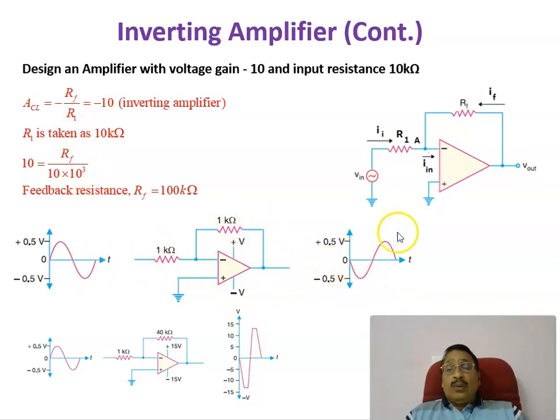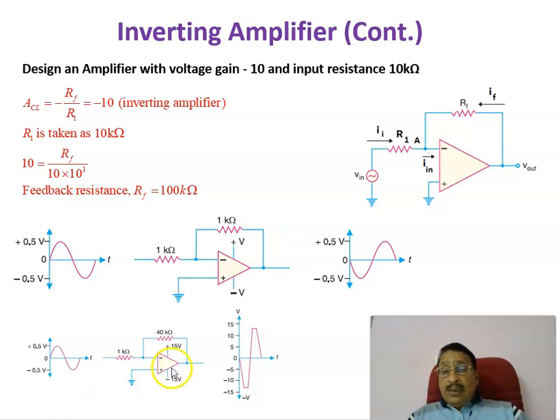Therefore, this output will be an inverted version of the input. When the input is positive, the output will be negative. When it is negative, the output will be positive. It is an inverted version with a gain of unity, but with minus 1, that's why inversion is there. And we have another example, with a different gain.